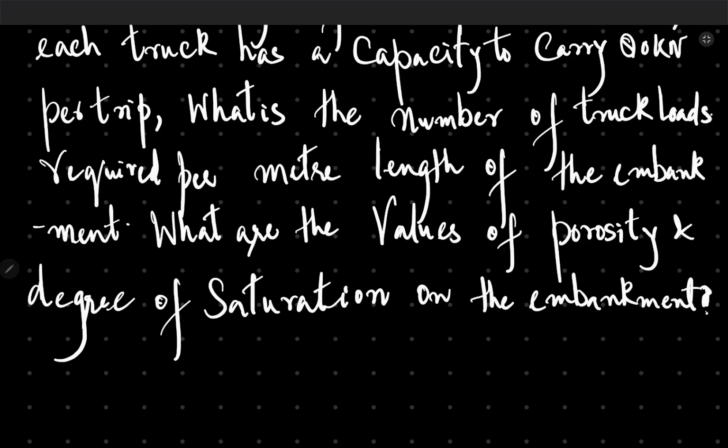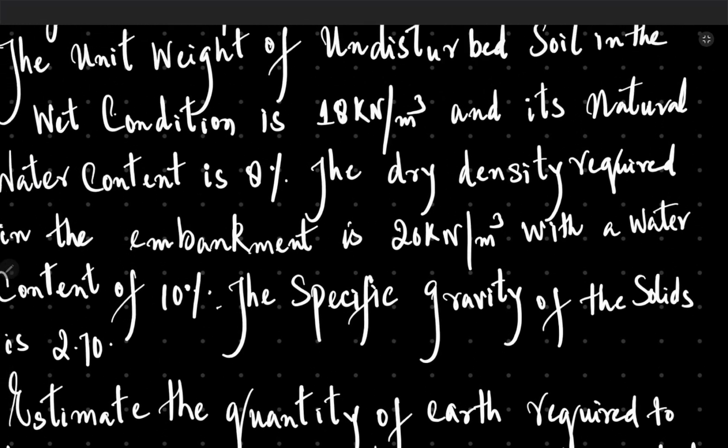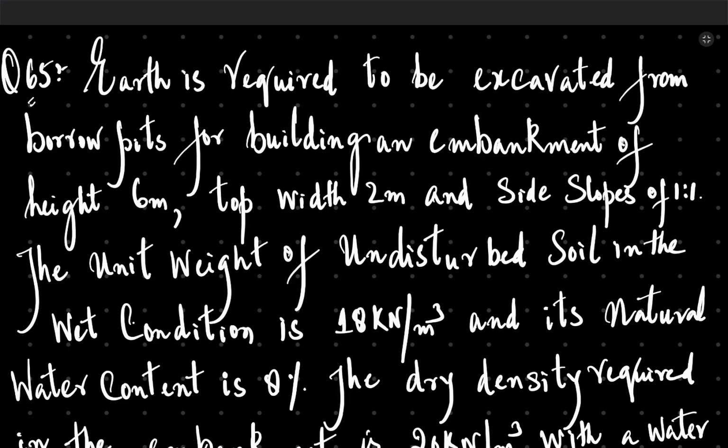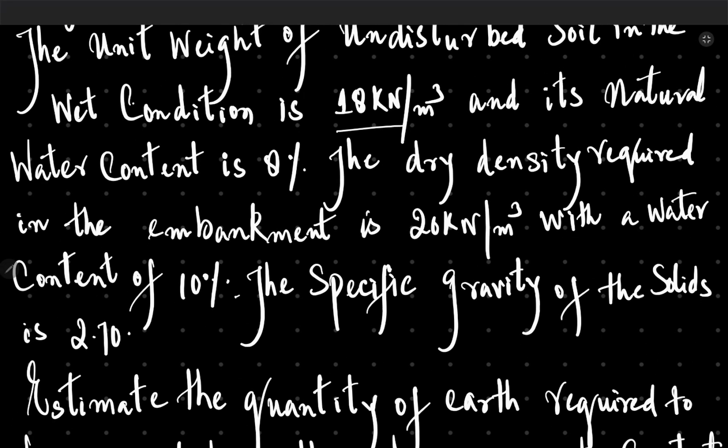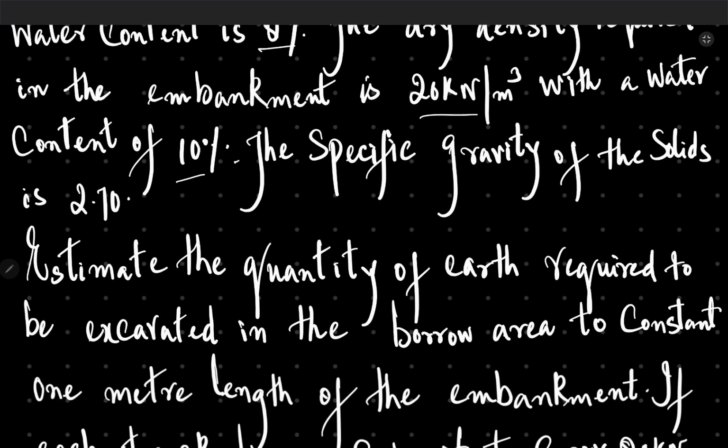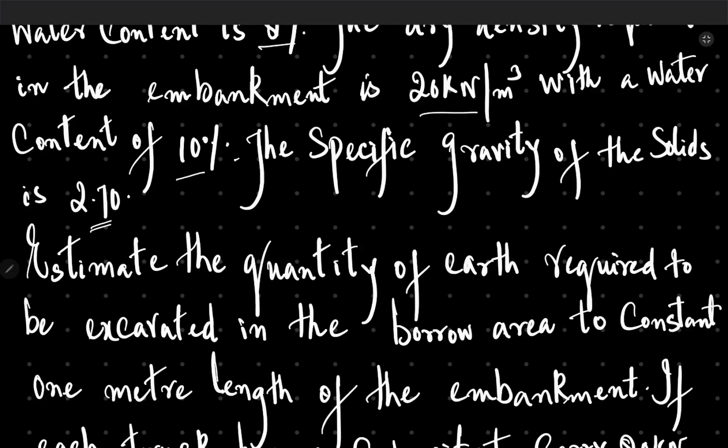Alright, so this is the question and we have to solve this. Let's read it once again. Earth is required to be excavated from borrow pits for building an embankment of height 6 meters, top width 2 meters, and side slopes of 1:1. The unit weight of undisturbed soil in the wet condition is 18 kilonewton per cubic meter and its natural water content is 8%. The dry density required in the embankment is 20 kilonewton per cubic meter with a water content of 10%. The specific gravity of soil solid particles is 2.70.